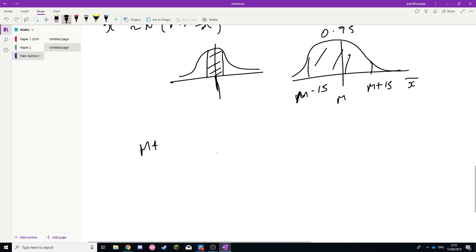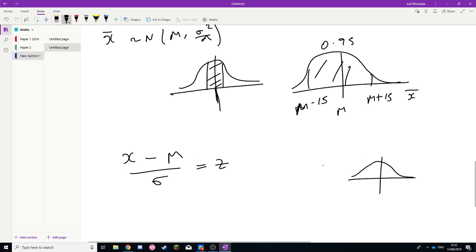So for a specific data point, minus its mean over its standard deviation will give you the z value for that point, where the z value is the standard normal. And as the standard normal, we can always work it out using the inverse normal or the table. I'm going to use inverse normal because I don't want to look up tables.